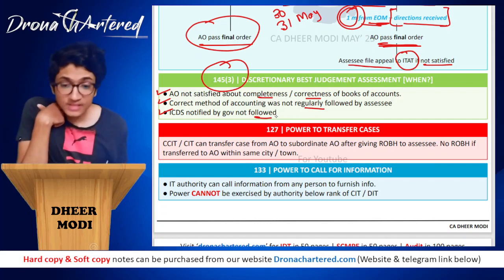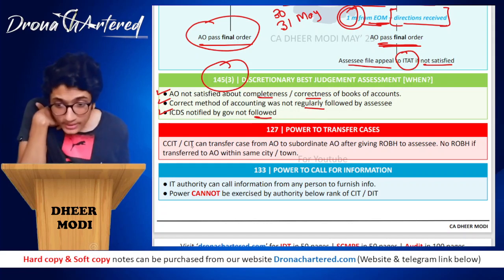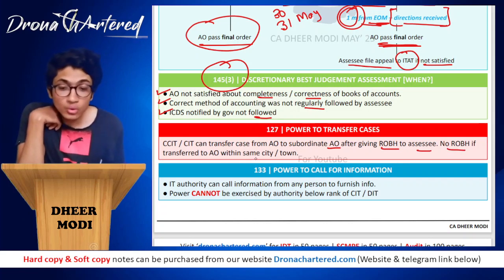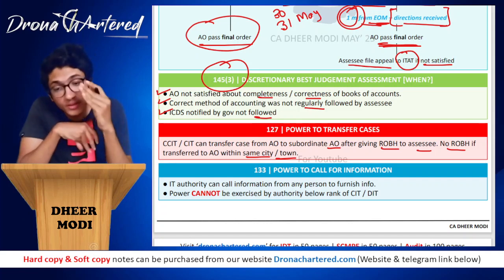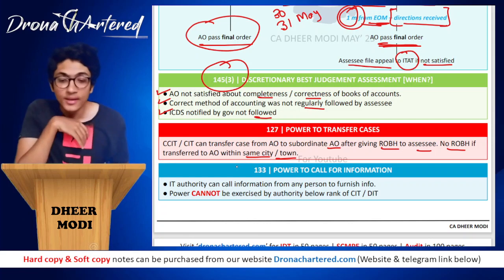Great. Now next is section 127, that is power to transfer cases. So your CCIT and your CIT can transfer a case from AO to a subordinate AO after giving reasonable opportunity of being heard to SSC. No reasonable opportunity of being heard is needed if transferred to an AO within the same city or town. So if it is transferred to another AO but within the same city or town, then this ROBH need not be given.